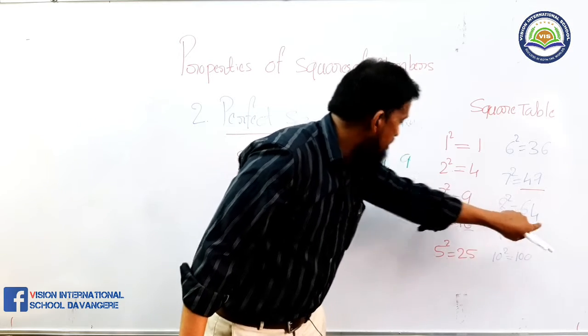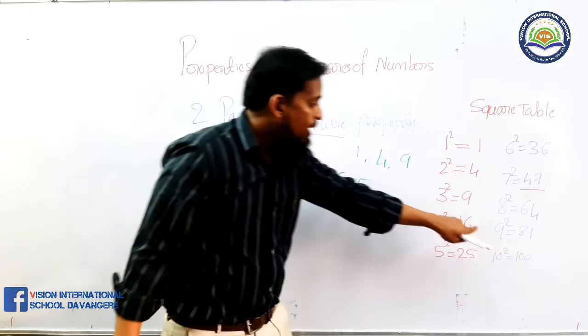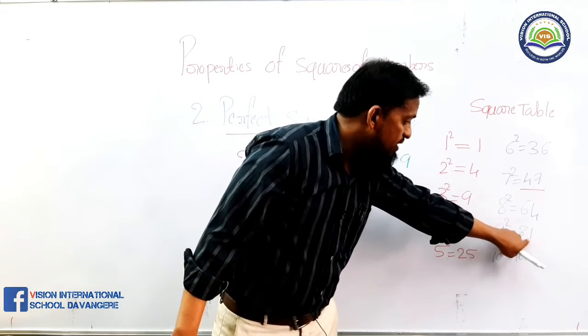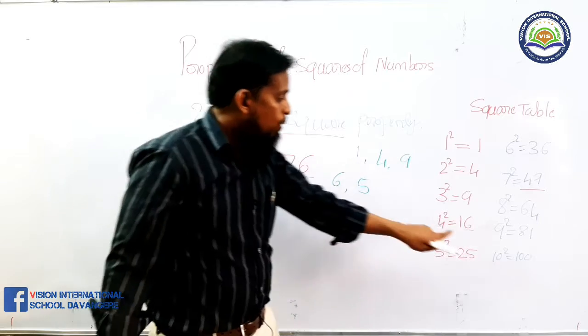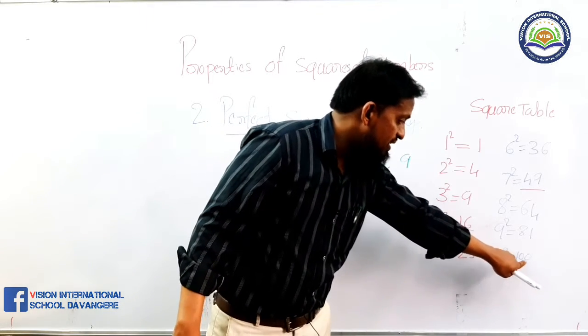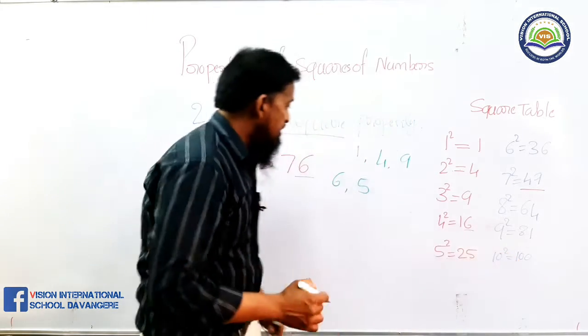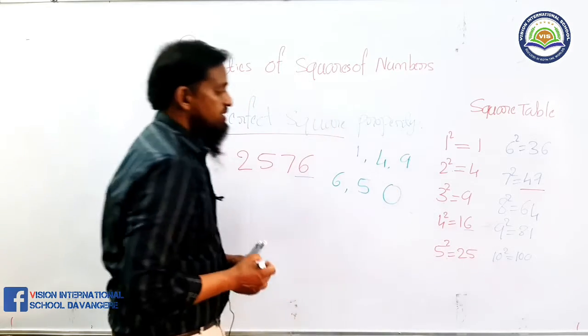64. What is the unit digit? 4, already written. What is the square of 9? 9 square is 81. Unit digit is how much? 1, already written. What is the square of 10? It is 100. What is the unit digit? 0. That I need to write.